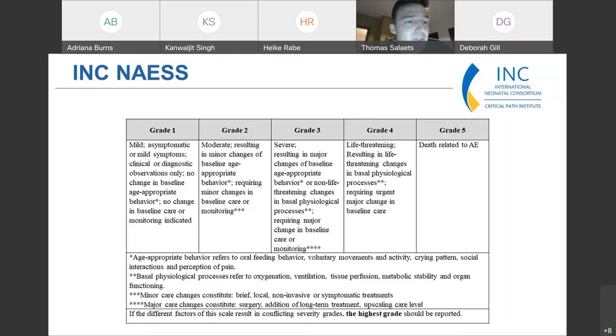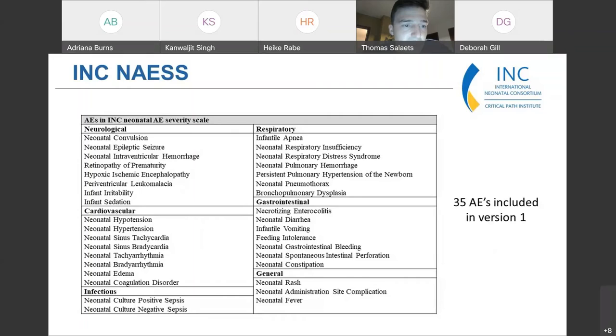The problem with the existing scales was, of course, that a lot of the criteria that were included were completely not applicable to neonates. And in this case, it's specifically for neonates. We also went a step further, so we applied these generic severity criteria and definitions onto 35 typical and common adverse events in neonates. You can see the list of the adverse events for which we currently have specific criteria available here.